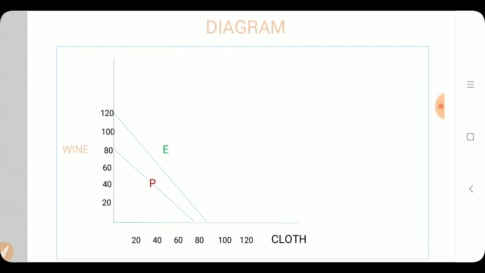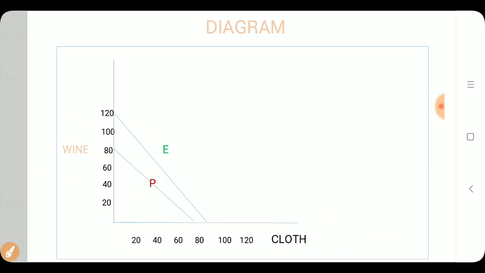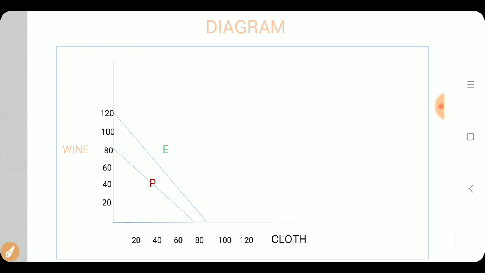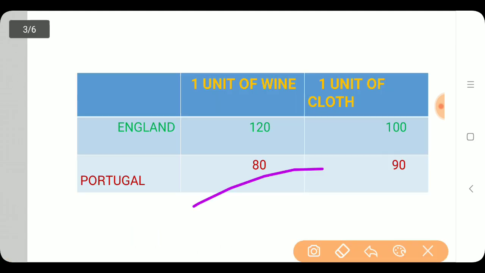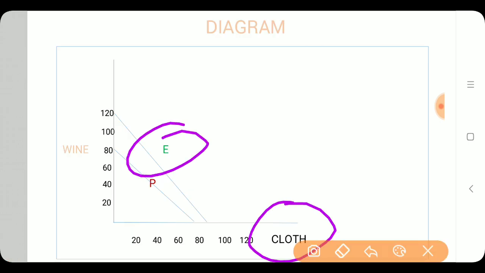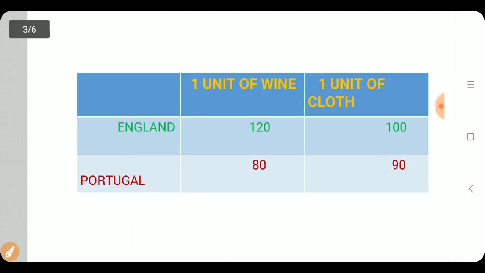Still, trade happens. How does trade happen? Trade happens in the sense that Portugal will choose a commodity between wine and cloth. So which one will Portugal choose? It is easy. Portugal will choose wine because comparatively it has more advantage in the production of wine, as it needs only 80 hours of labor. So now England is left with no choice. England has to choose cloth. By using 100 hours of labor, England can produce cloth. So now both the countries can produce a particular commodity.